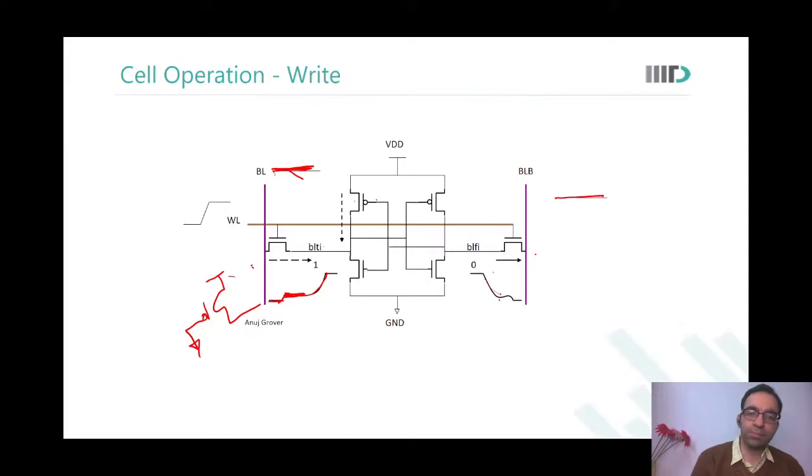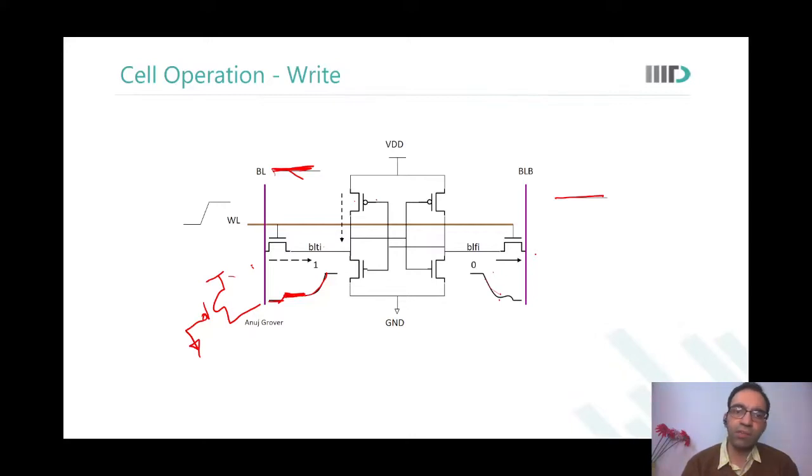Sir, how are we deciding where we need to write one, left side or right side? The user gave you some data. Based on that, you decide whether BLTI needs to be 1 or a 0. Okay, so suppose, sir, here if you want to write one at the BLTI side, what should I do?